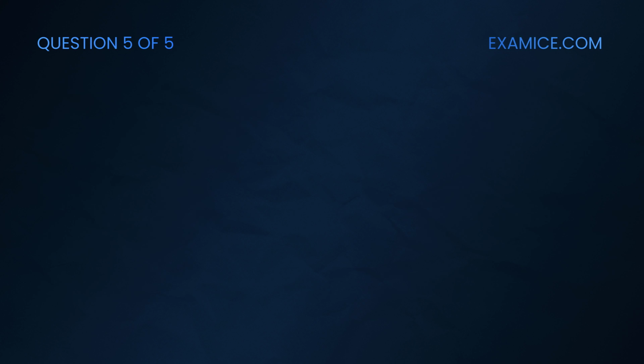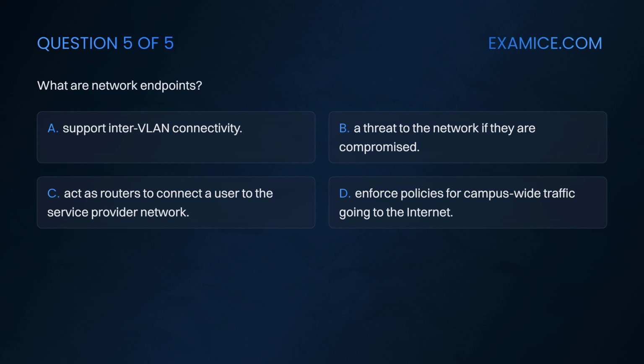Question 5. What are network endpoints? Option A. Support inter-VLAN connectivity. Option B. A threat to the network if they are compromised. Option C. Act as routers to connect a user to the service provider network. Option D. Enforce policies for campus-wide traffic going to the internet.